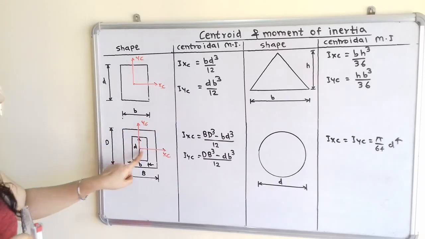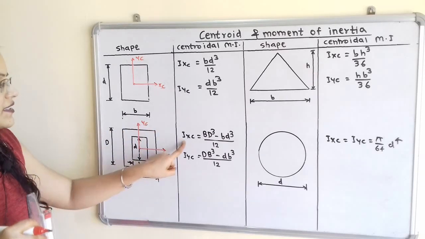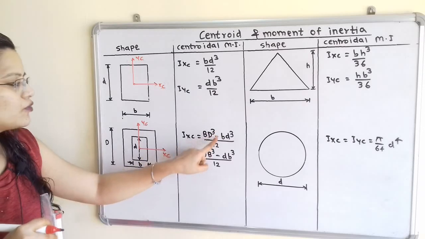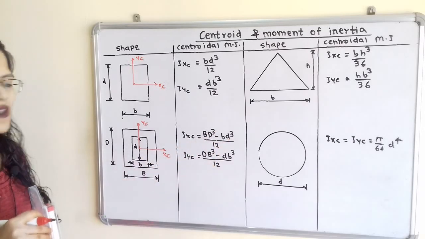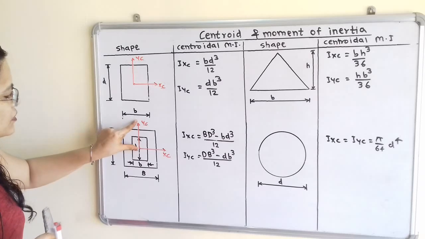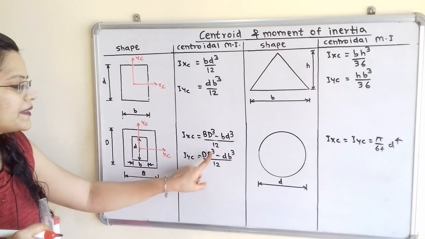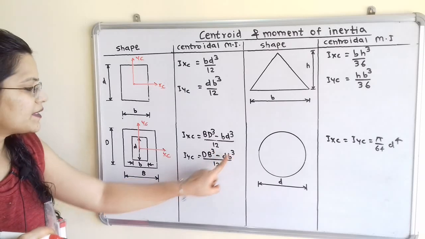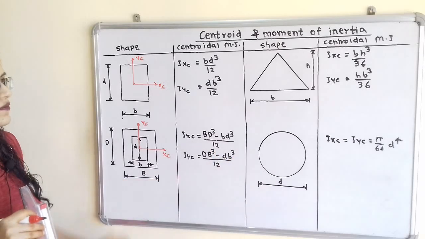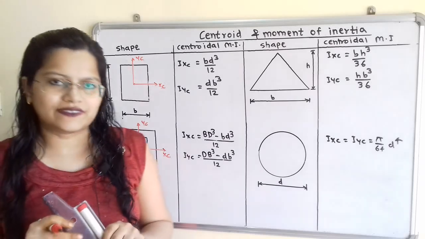So moment of inertia along this Xc is known as capital B D cube minus small b d cube by 12 and moment of inertia along Yc is known as capital D B cube minus small d b cube by 12. Now we will move to the triangle.